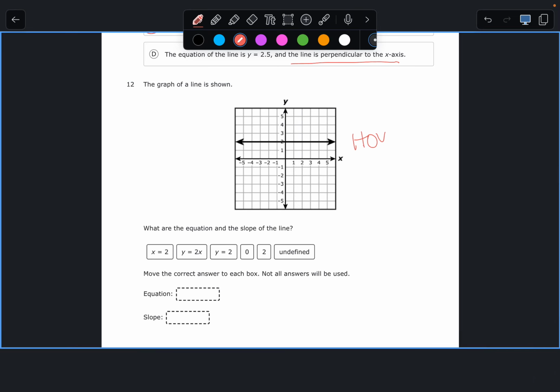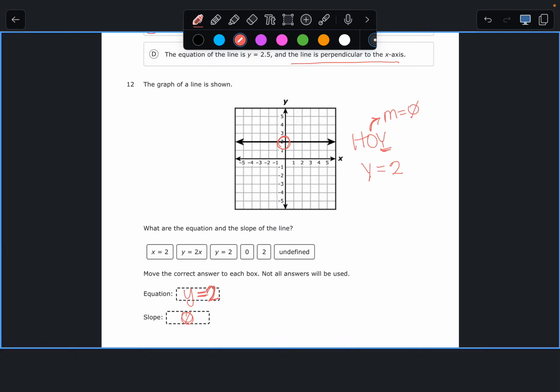Another horizontal line, so we use HOY. So we get y equals what? Yeah, it's crossing the y-axis at the number 2. So the equation is? Now, which letter tells us the slope? The m. So the slope is 0. Just 0. The equation is, oh, sorry, the equation is y equals 2. You're right. Thank you. My brain's not working.